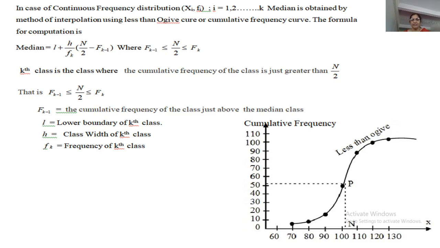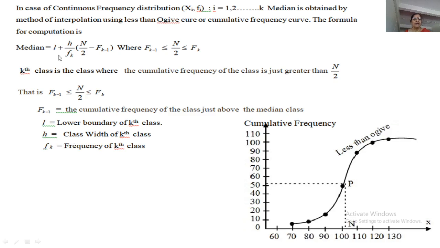Okay, so in this case, if this value is exactly equal to N/2, you just draw a perpendicular from this particular point to this curve, and from this curve to the x-axis. The foot of the perpendicular is nothing but your value of the median. So this is the graphical method to find the median for a continuous type of frequency distribution, and the same is obtained by the formula using the method of interpolation.